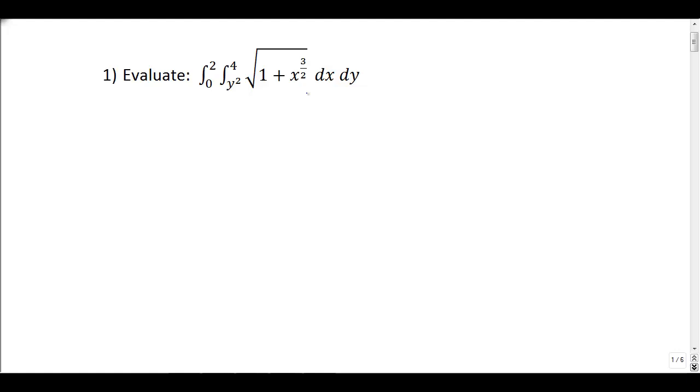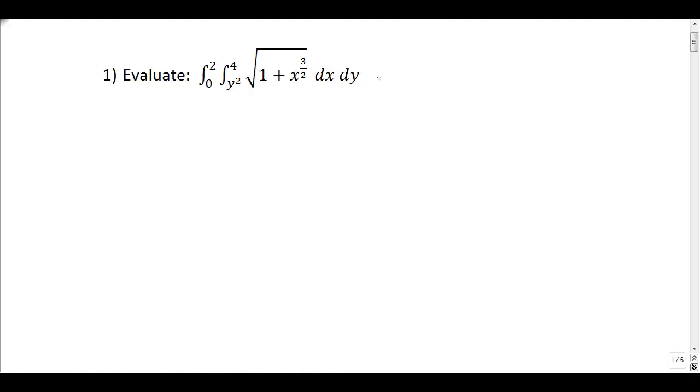So when you see this, one thing you can do is change the order of integration. I can integrate the square root of 1 plus x to the 3 halves with respect to y, because this square root of 1 plus x to the 3 halves is just a constant. So it's y times the square root here. And then I'm going to hope that once I do that, the integration with respect to x will be much simpler. So I'm going to switch my order of integration.